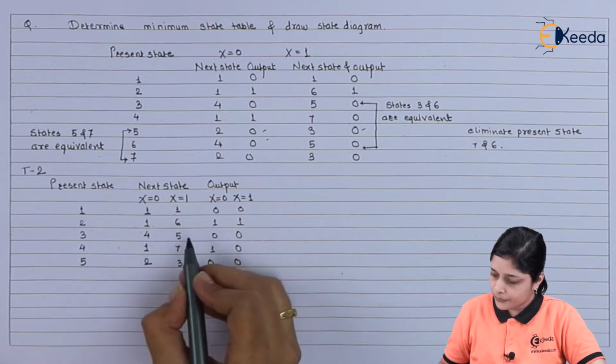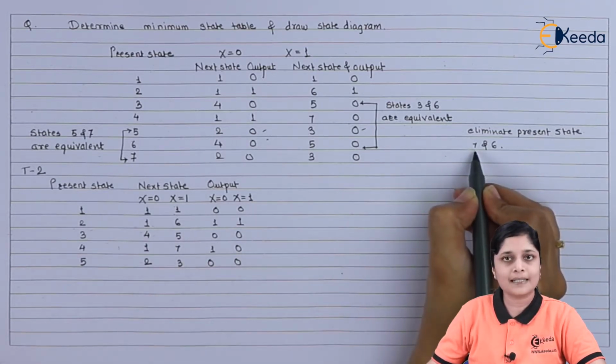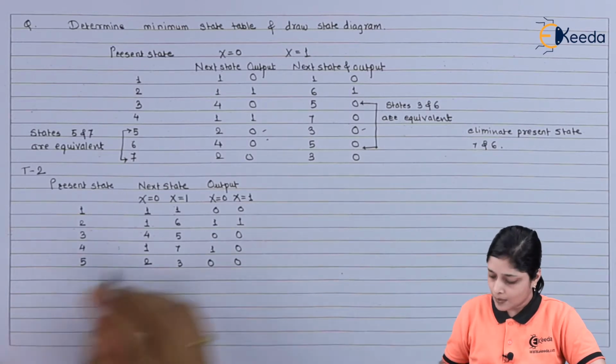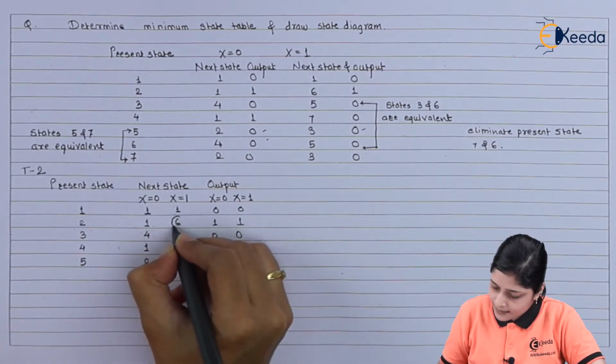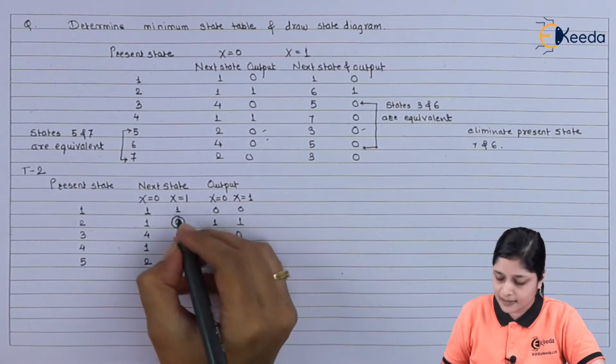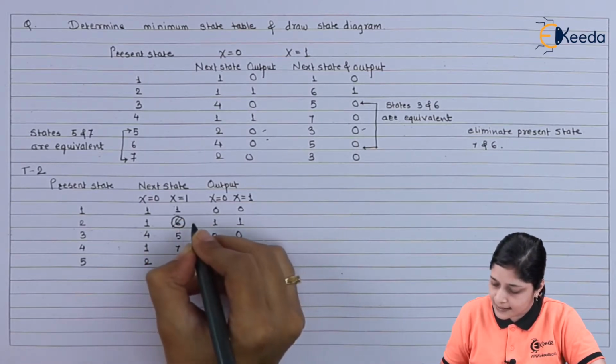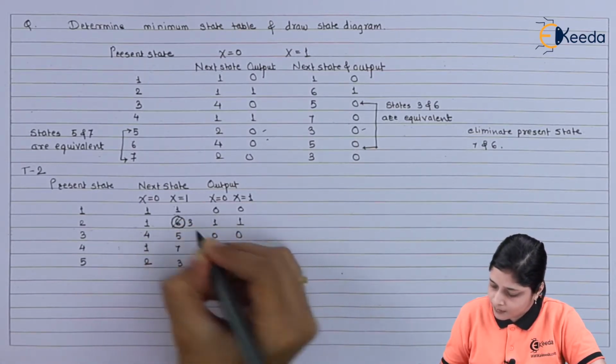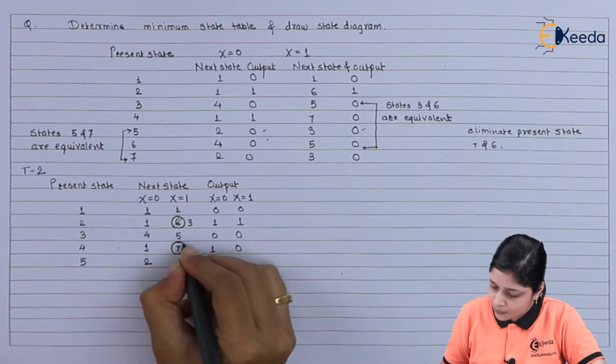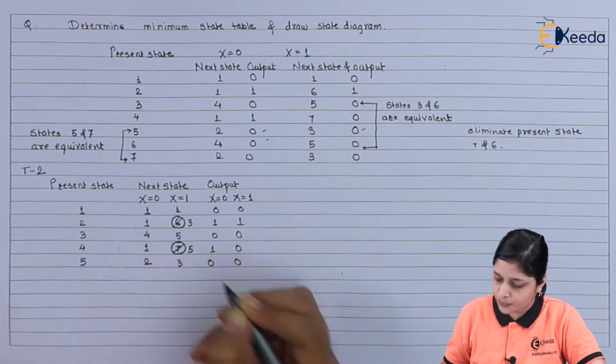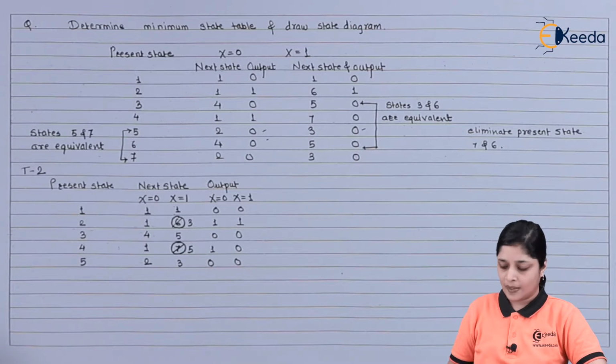Now we have eliminated present states 6 and 7, so we will replace 6 and 7 with their equivalent states. The equivalent state for 6 is 3, and the equivalent state for 7 is 5. So this is our modified state table.